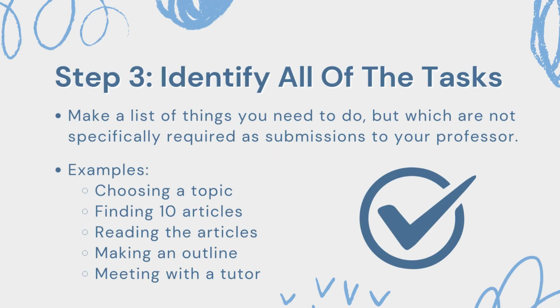After you figure out what that deliverable really looks like, then you have to identify all of the tasks. This is the process of breaking things down. Sometimes professors will already give you intermediate deadlines. For instance, they might say you have to have a topic picked out by this time. But if they don't give you those things, it is very important that you come up with those yourself.